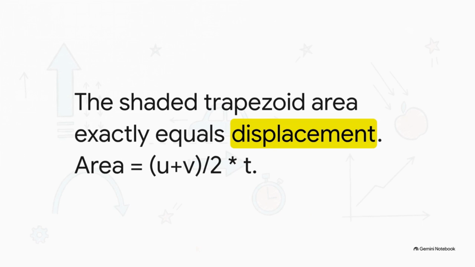But here's where the geometry gets incredibly cool. Look under the sloped line of that velocity-time graph. You'll see it forms a trapezoid. If you calculate the geometric area of that trapezoid, just average the initial and final velocities and multiply by time, you're literally deriving equation 4 for displacement. It's wild. It's like math and geometry are telling the exact same story, just in 2 different languages.